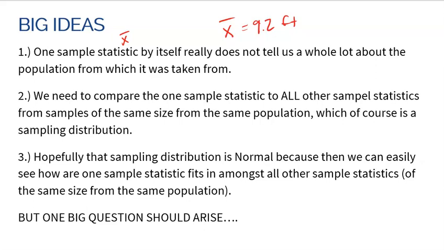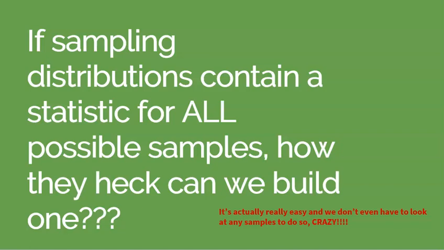It doesn't become meaningful until we compare that one sample mean to all other sample statistics from all other samples of the same size from the same population, which is, of course, a sampling distribution. And we're hoping that that sampling distribution is normal. Hint, hint, it will be. So that way we could find some probabilities and move forward. All right, so here's the big question. If a sampling distribution contains a statistic for all possible samples, how are we going to build one?